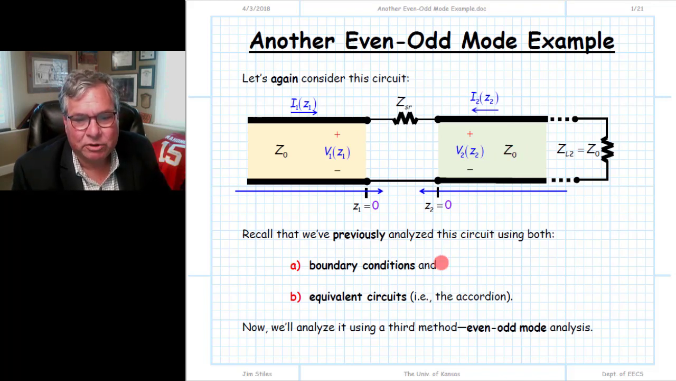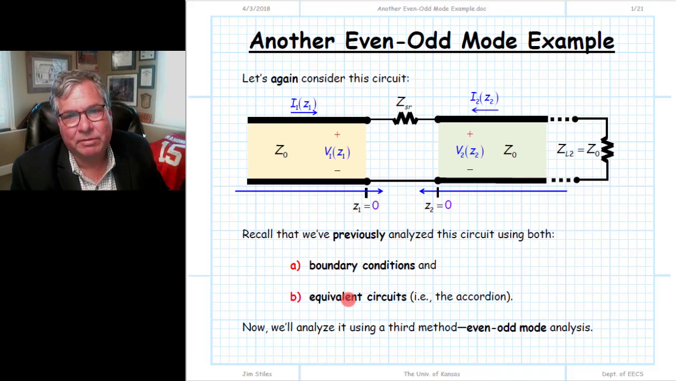And so we showed it both ways. Boundary conditions led to more equations, simultaneous equations, and unknowns. Equivalent circuit led us to a series of two equations and two unknowns. So two different ways of doing the same thing. Now we're going to try a third way, show you that there's another way of finding the answer to this particular problem. And this way we're going to use even-odd mode analysis.